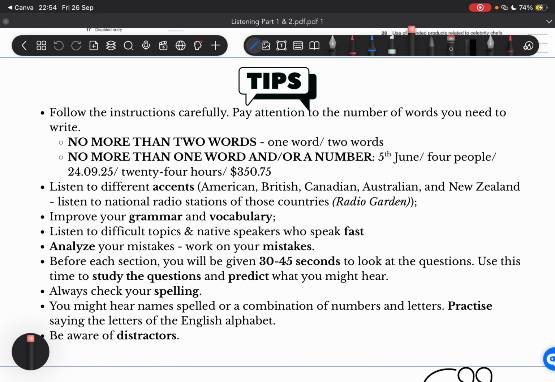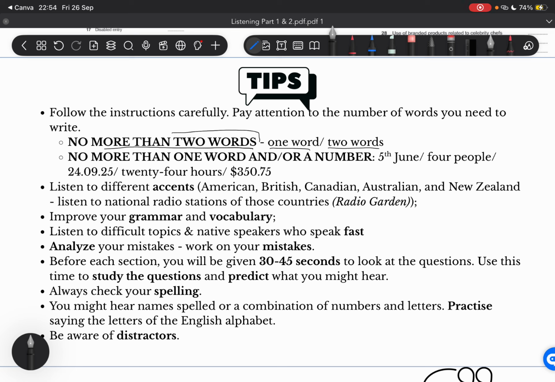So, pay attention to instructions because they are very important. If they say no more than 2 words, you can write only 1 word or 2 words. If you write 3 words, even if your answer is correct, it will not be counted as you did not follow the instruction of 2 words.